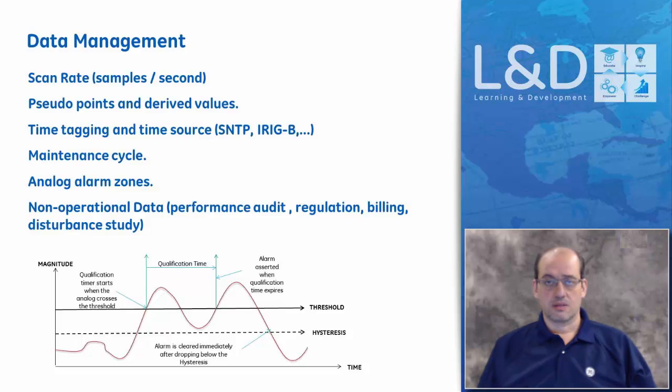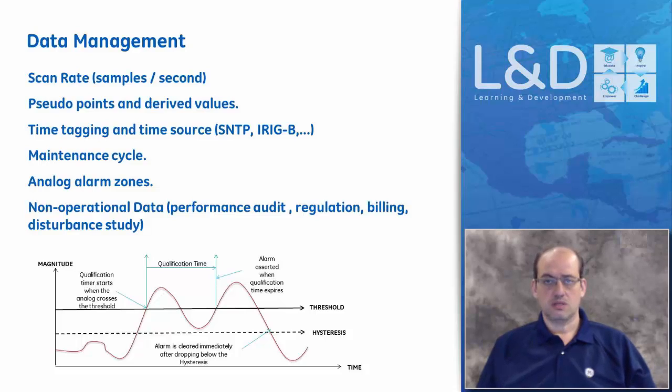So the pseudo points, or the soft points, if you like, have to be created and then transmitted to the main operator, the central management system, and the derived values may have to be calculated either at the substation level, at the concentrator level, or maybe at the management system level once the data is received before presenting it to the operator.